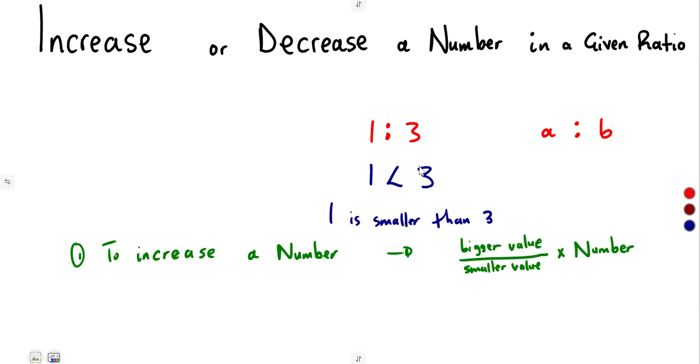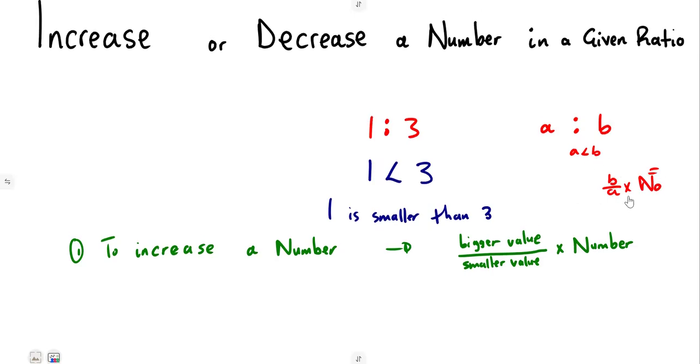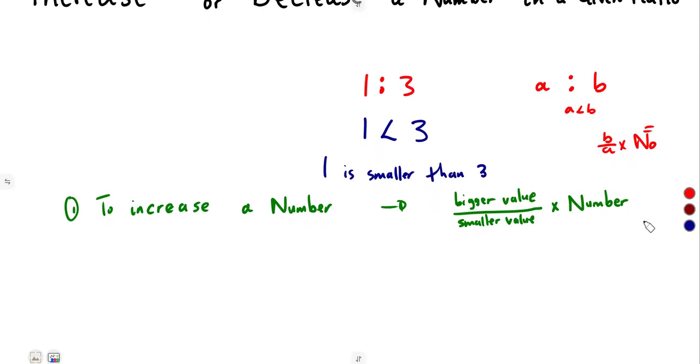Bigger value over smaller one. So in our case, the bigger is 3. So it is going to be 3 over 1 times the number. That's how we have increased the number. So let's say A and B, A is smaller than B, meaning B is bigger than A. It's going to be B over A times the number. If B is the bigger value over the smaller value times the number, you have increased that number.